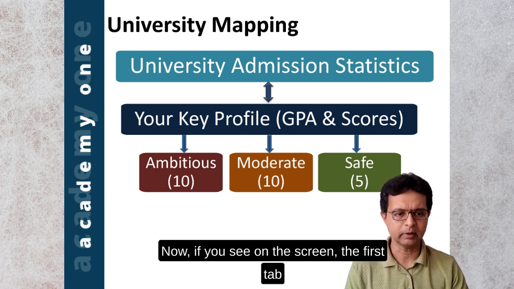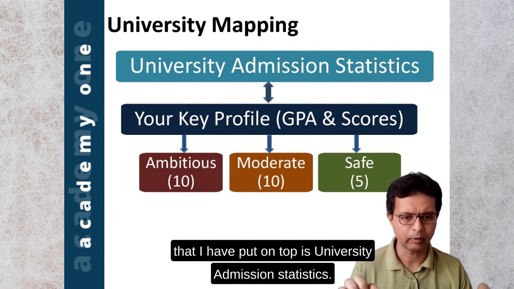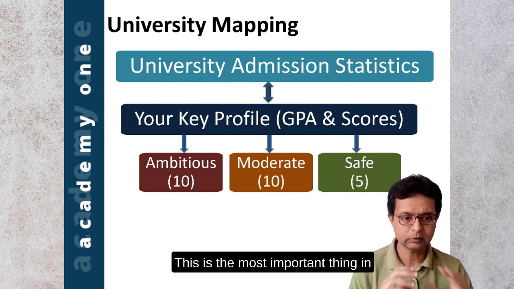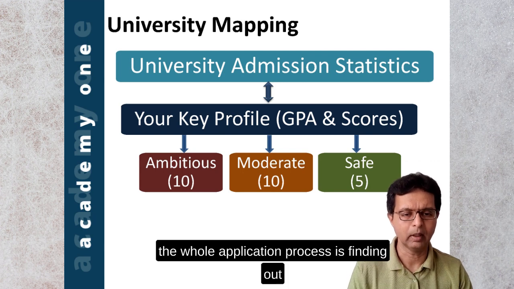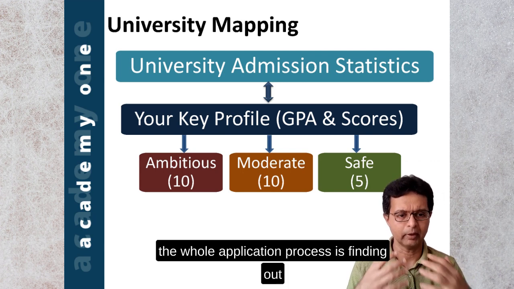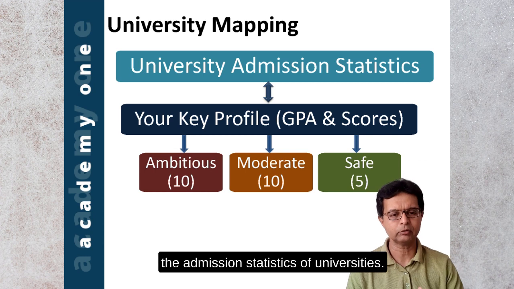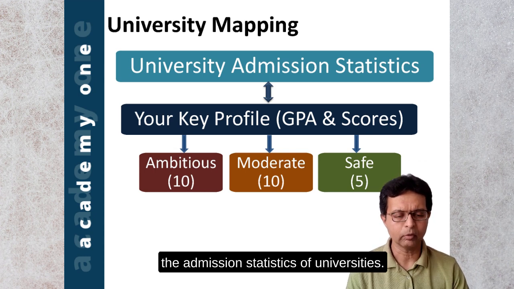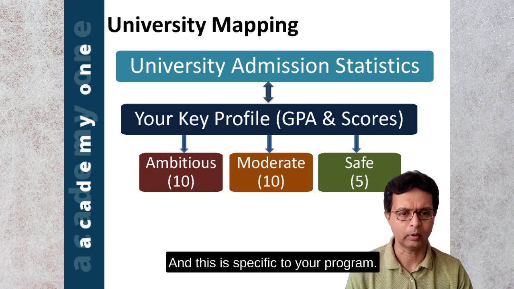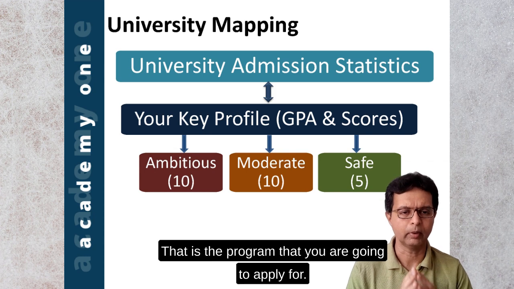Now, if you see on the screen, the first tab that I have put on top is university admission statistics. This is the most important thing in the whole application process: finding out the admission statistics of universities, and this is specific to your program. That is, the program that you are going to apply for.